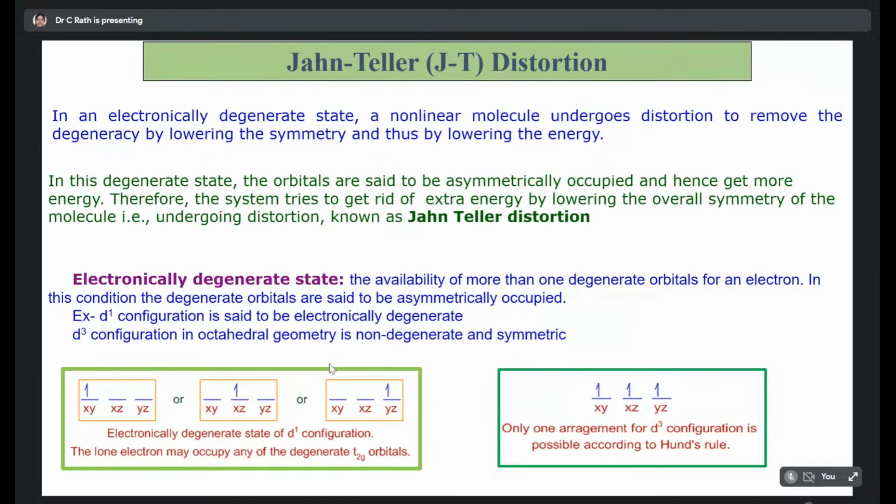So for example, if you look at the figure here, there is only one electron in the d shell. So you have XY, XZ and YZ orbitals. This electron can occupy this, or XZ, or YZ, so all these possibilities are there. However, if you have 3 electrons, then there will be no such possibility. Only one arrangement of the d3 configuration is possible according to Hund's law. So in this case, you will have an electronically non-degenerate state.